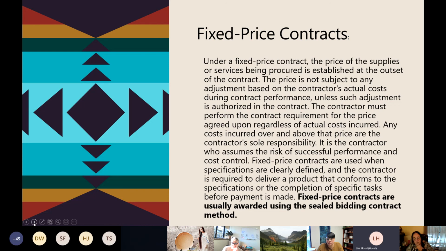It's the contractor who assumes the risk of successful performance and cost control. Fixed price contracts are used when it's required to deliver a product that conforms to the specifications or the completion of specific tasks before payment is made. Fixed price contracts are usually awarded using the sealed bidding method.